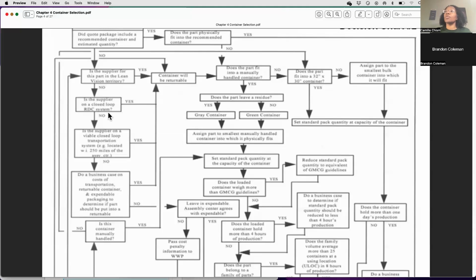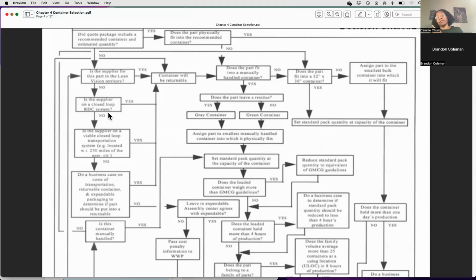Is the supplier on a closed loop system? That means, if they're using returnables, do they have a truck route that picks up from the supplier, maybe goes through some sort of distribution center, maybe not. But the whole point is that it goes from the supplier and makes it to the assembly plant of their customer, whoever it is.